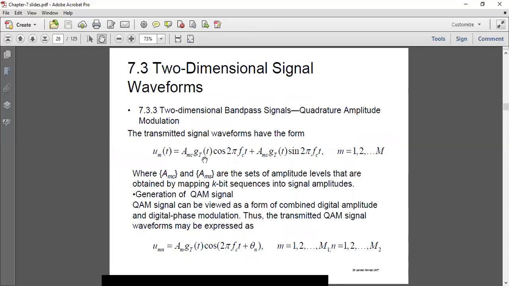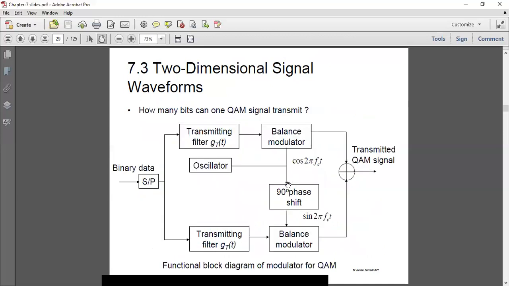g(t) is your pulse shaping function, and AMC and AMS, as I already mentioned, are sets of amplitude levels. So k-bit sequences are mapped to these signal amplitudes. Then these signal amplitudes come over here, are multiplied with this function, and then they are modulated by the carrier, and finally they are added together. So this is the diagram for a QAM.